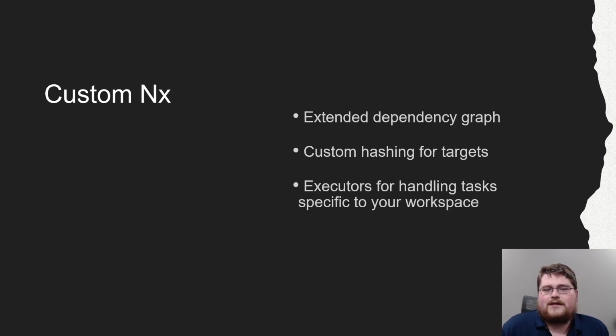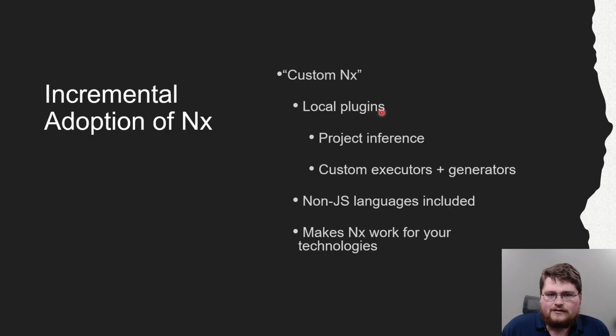So we might be doing things like extending the dependency graph. We might be adding some custom hashing for our targets. And we might have other executors that are handling tasks that are very specific to our workspace. In addition, the custom executors and generators will really let us tailor that generated code for exactly what we're wanting in our workspace. Let's take a deeper look at how that looks for our sample project.